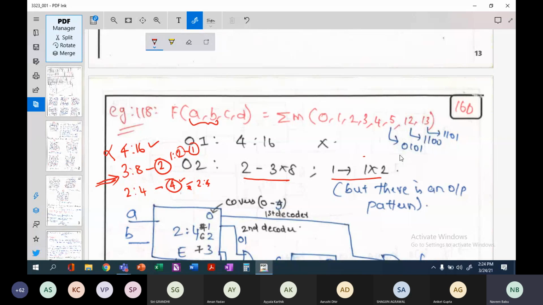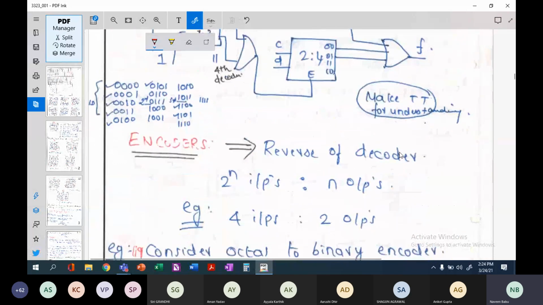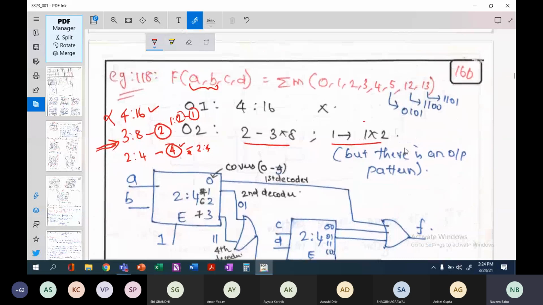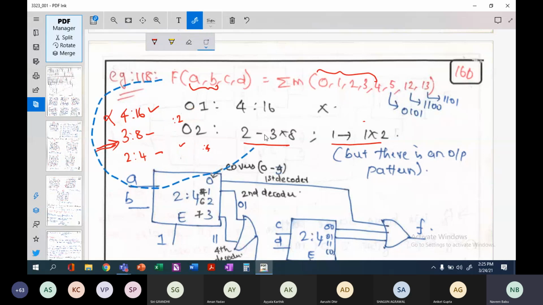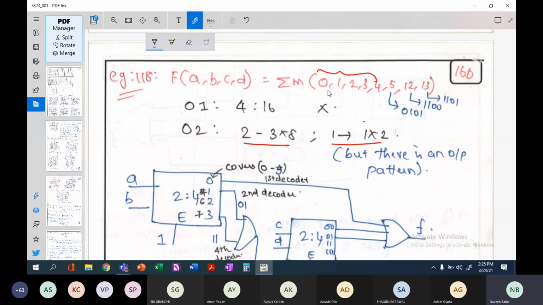Okay, I can use this particular pattern. I'm giving you the answer directly. Never mind. So this is how we are going to implement this. Again, this particular pattern has been implemented from the minterms itself. You see it is 0 1 2 3 4, which means my first 3 cross 8 decoder here, let me erase this, will have outputs 0 1 2 3, right?